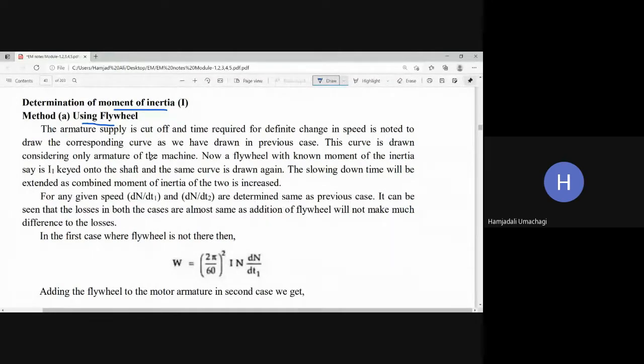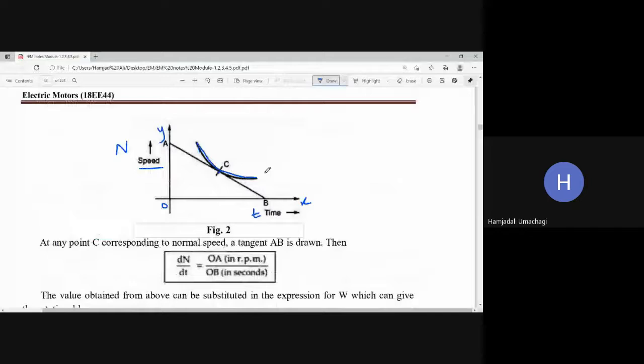So in the first case, don't connect any flywheel, just disconnect the power supply to the armature. Later, a flywheel with known moment of inertia, say I1, is keyed onto the shaft. So for the second case, you should take the flywheel and connect it to the armature, and that flywheel's moment of inertia, I1, should be known to us. Only such a known-value flywheel should be connected to the shaft, and the same curve is drawn again. So once again, you should draw the same curve.